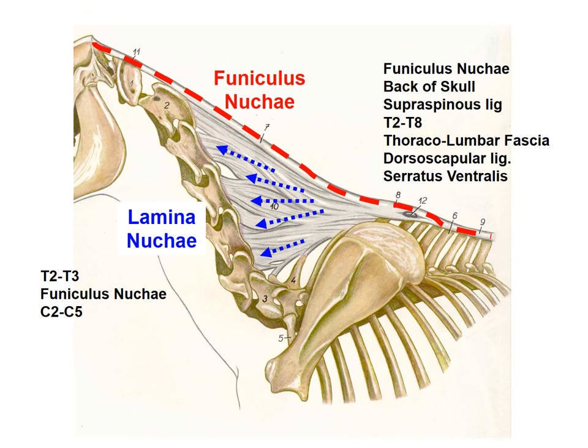Now, the funiculus nuchae, number 7, consists of two bright yellow cords originating from the back of the skull and extend caudally on the dorsal midline to join the supraspinous ligament that originates from the sacrum.